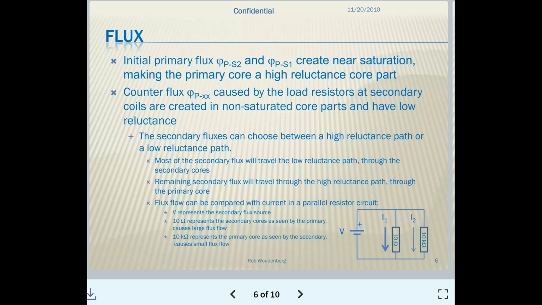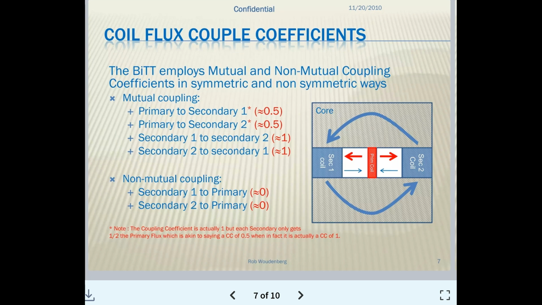Rob Laudenberg. Coil flux coupling coefficients. The bit employs mutual and non-mutual coupling coefficients in symmetric and non-symmetric ways. Mutual coupling: primary to secondary 1, asterisk, 0.5; primary to secondary 2, asterisk, 0.5; secondary 1 to secondary 2, 1; secondary 2 to secondary 1, 1. Non-mutual coupling: secondary 1 to primary, 0; secondary 2 to primary, 0. Asterisk note: the coupling coefficient is actually 1 but each secondary only gets 1/2 the primary flux, which is akin to saying a CC of 0.5 when in fact it is actually a CC of 1.